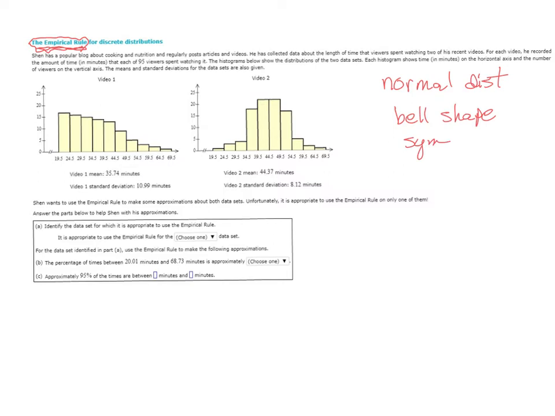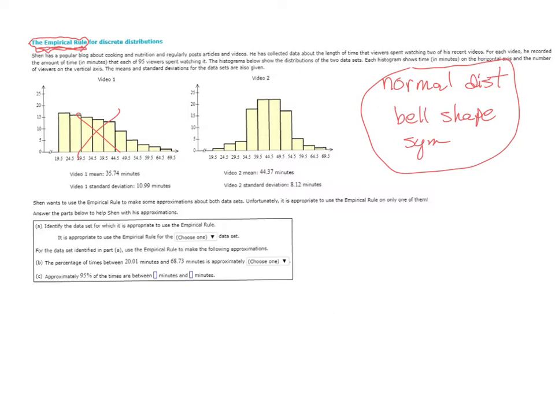Meaning that if you fold it in the middle, it should almost match up. It may not match up exactly, but it'd be close. That's the only time the empirical rule works, when you have a distribution like that. So I can't use the empirical rule with this data right here. It is not a normal distribution.